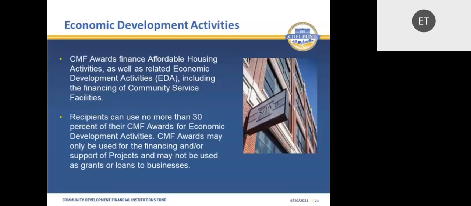Eddie, can I take that one? Yeah, go ahead, Dan. Yeah, so you can, but it needs to be tied to a specific project. So you couldn't, for example, just give a loan to a developer for projected activities that are not specific, but you can give them pre-development loans related to one or more specific projects. So the key thing here is the CMF loan or investment needs to be tied to an actual physical structure, or what will be a physical structure at the end of the day.